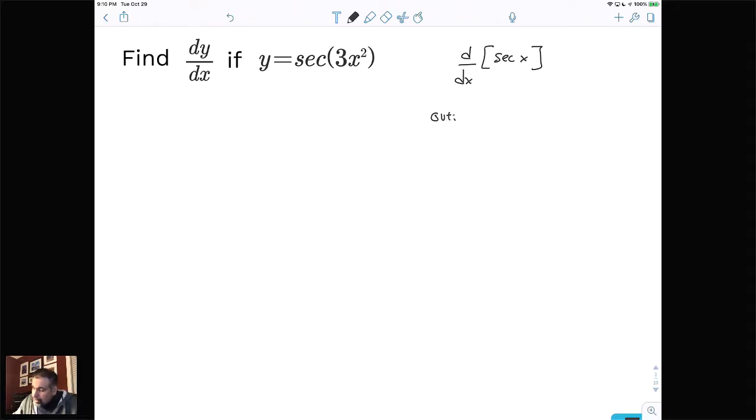And that's because we clearly have an inside function and an outside function. The outside function in this case, the way I write it with my students is I use those parentheses, and I just call it secant of something. And we use this word something as a placeholder. So it's the secant of something. The inside function is 3x squared.